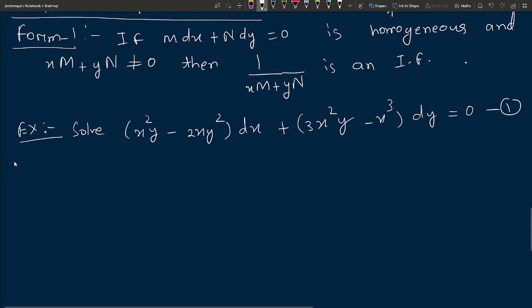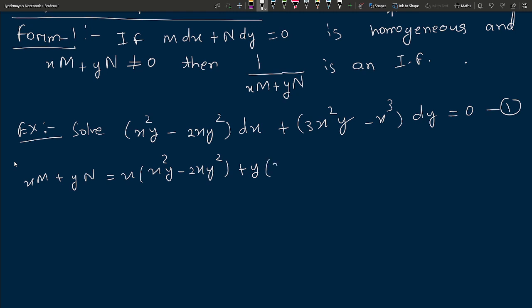So let's write. What I'll do is multiply x with M and y with N, then I will add them. So x into M, what is M? M is here: x square y minus 2x y square, plus y into N. What is N? Here is N, that is 3x square y minus x cube. Now I will verify that this is not equal to 0.